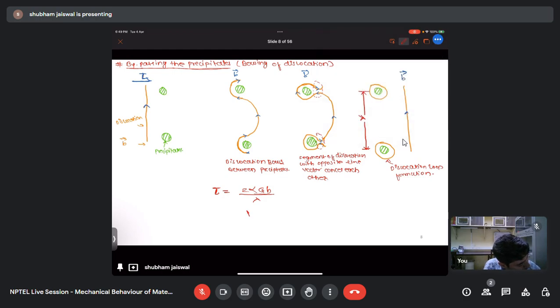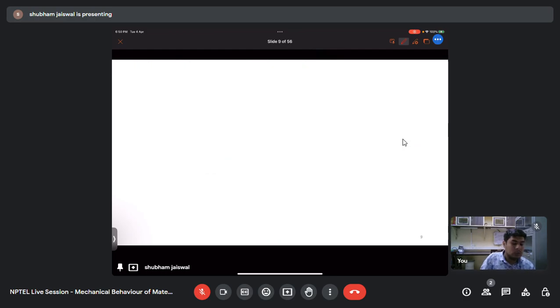So the lambda is directly proportional to r, the precipitate size. Alpha, GB and all are constant, so tau is inversely proportional to 1 upon r. So as the size of the precipitate increases, the dislocations will try to bow. Okay, so this is about the bypassing of the precipitates.